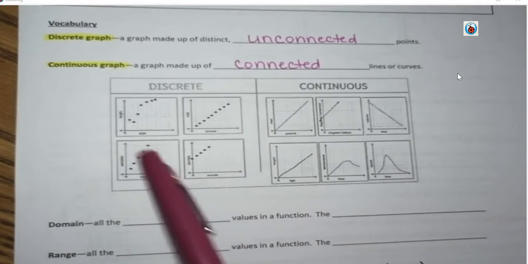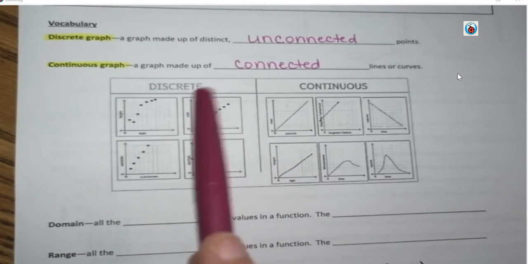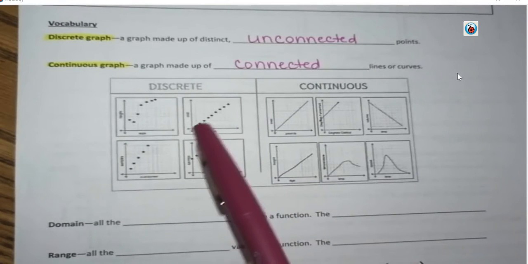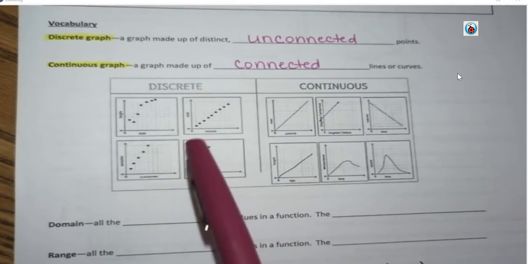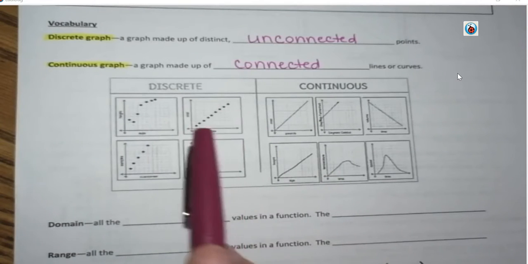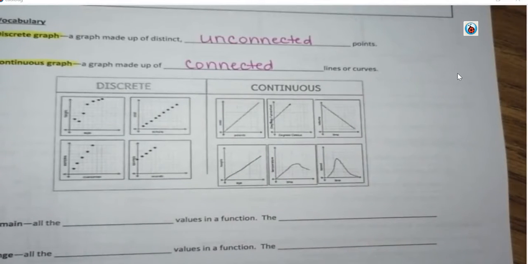This is usually word problems where it doesn't make sense to have the in-between answers. So I may have a graph of how many goals you made at a soccer game. You can't make half a goal. You can't make a quarter of a goal. You can only make those exact goals, so you don't connect the dots. Where continuous, you do connect the dots. It might include everything in between.